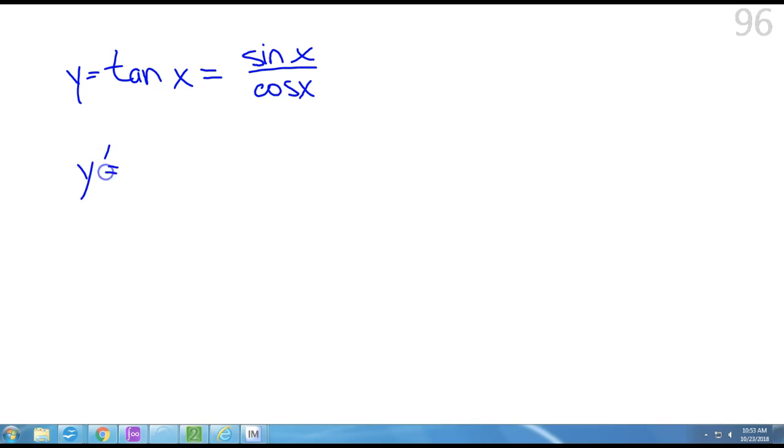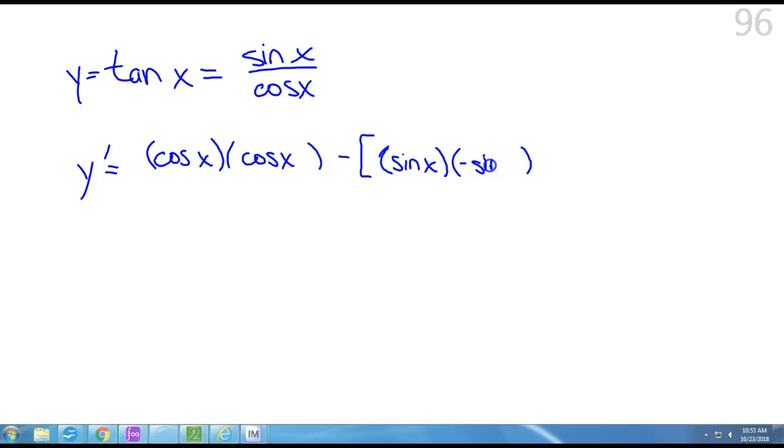All right, so quotient rule says you take the bottom, you multiply it by the derivative of the top. Well, what's the derivative of the top? Cosine. The derivative of sine we just learned was cosine. So that's my bottom times the derivative of the top, minus the top times the derivative of the bottom. What's the derivative of cosine? Negative sine. All over the bottom squared.